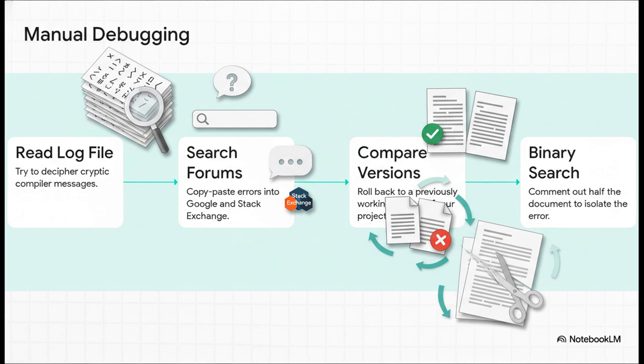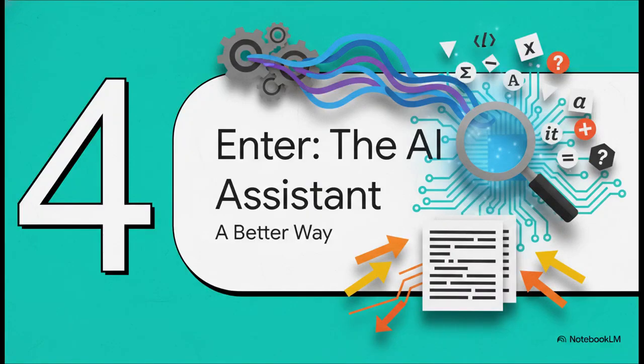If that fails, maybe you start digging through older, working versions of your file. And the absolute last resort, the binary search. Commenting out half your document, then a quarter, then an eighth, just to find that one misplaced comma that's breaking everything. It's a colossal waste of time. But what if there was a better way?